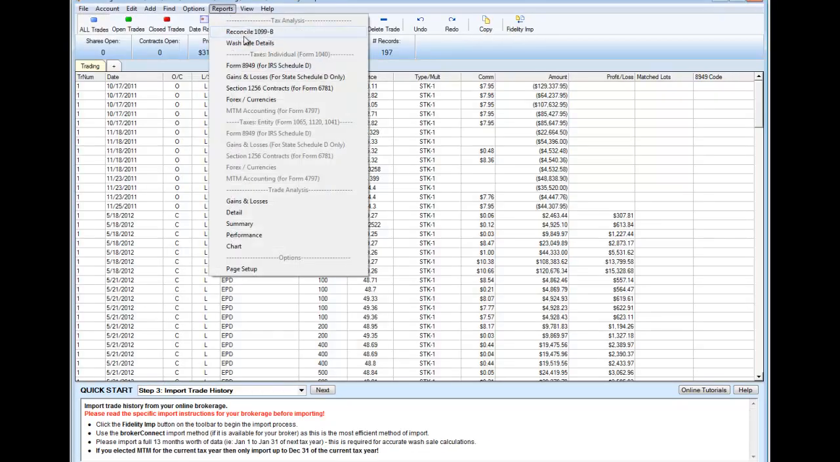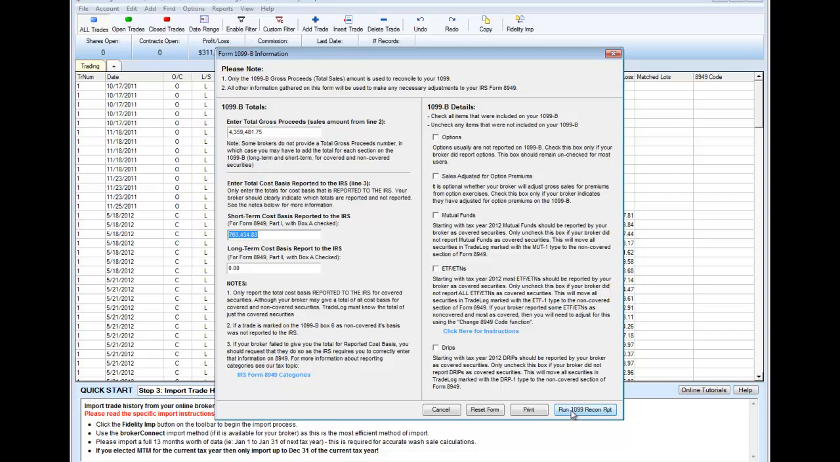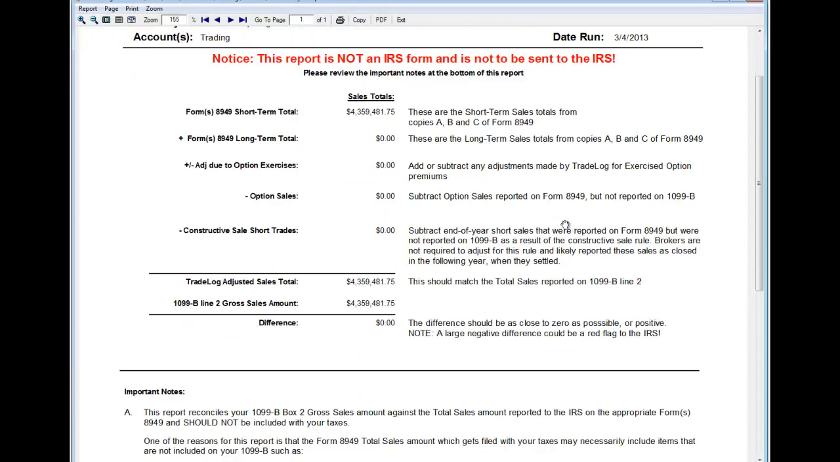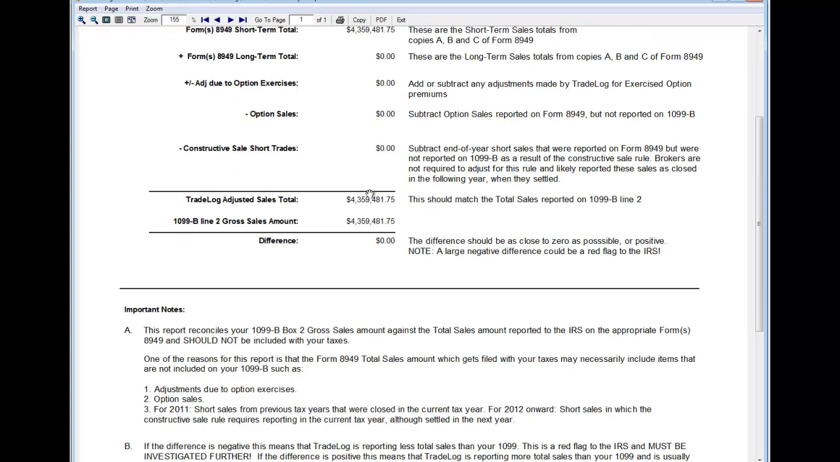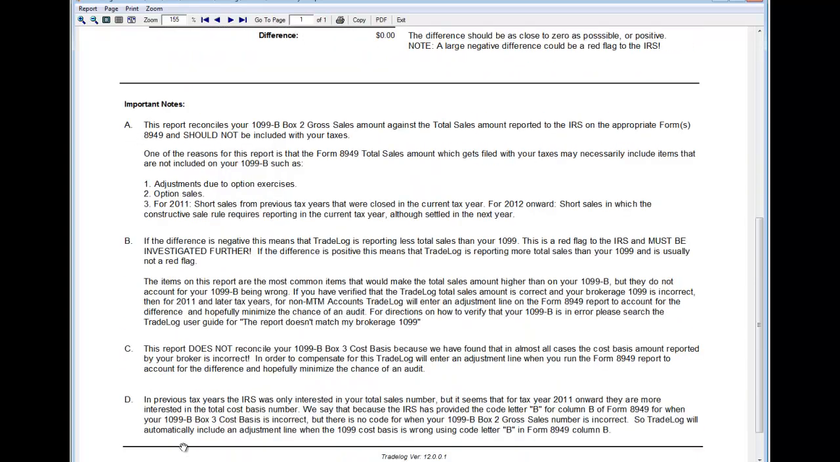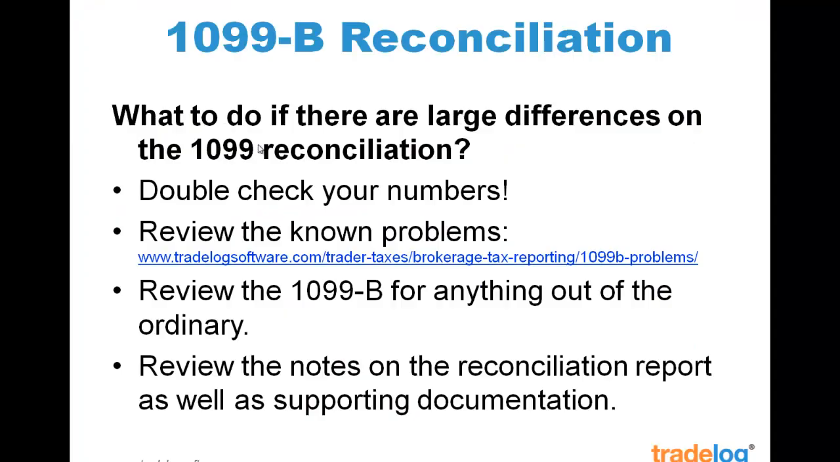When I run the reconciliation report, notice that there are some notes that explain what's being accounted for in these adjustments and in this reconciliation. There's notes at the bottom of the page. Read those. Check your account history. It's important that you understand what's going on and try to see if you can identify the problem.